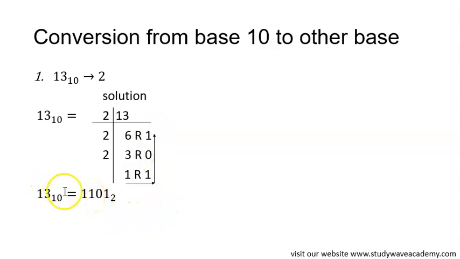So 13 in base 10 is equal to this number in base 2. Okay? Do you understand that? 13 in base 10 is equal to 1101 in base 2. Okay? This is how you convert from base 10 to other bases.